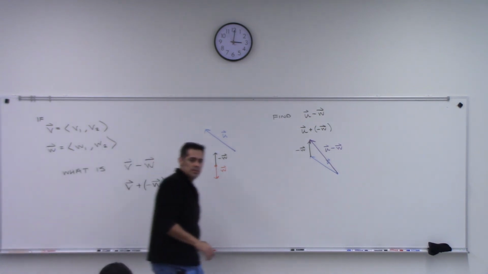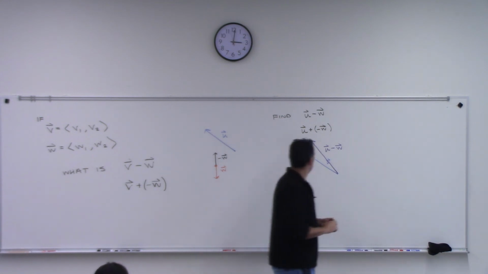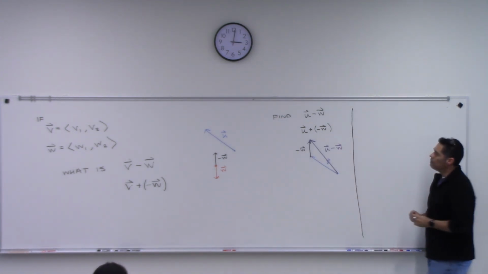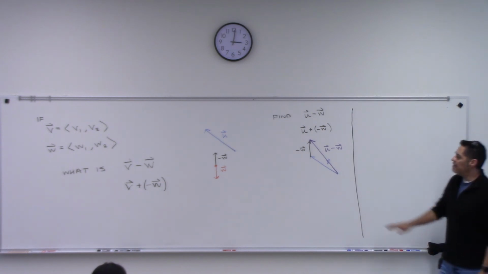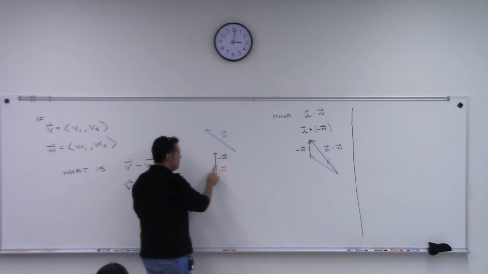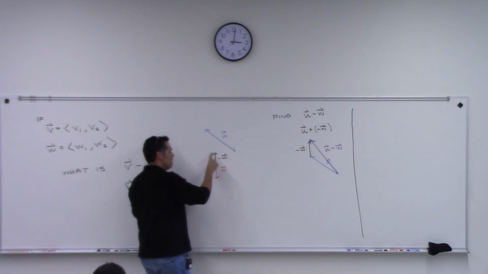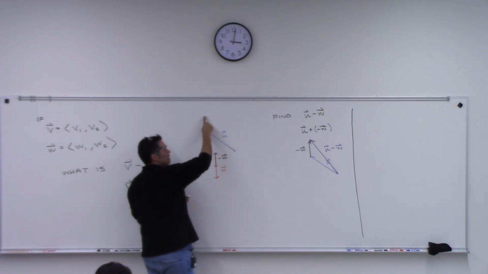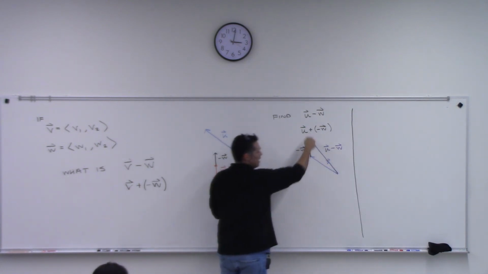Any questions? So you add both the positive and the negative? I didn't even use the positive w. What I did was I found negative w, so I found the vector that had the same length but pointed in the opposite direction, and I used that vector and added it here. Tip to tail right there. That's this. And then I connected the two.